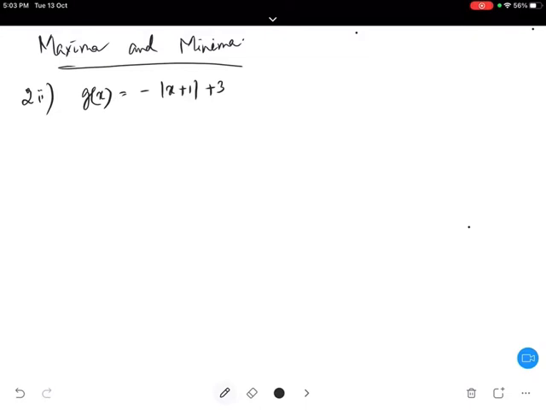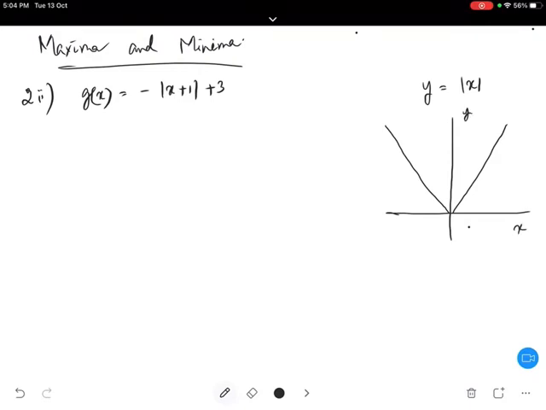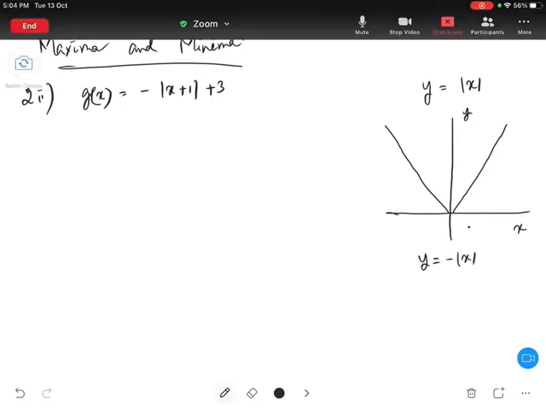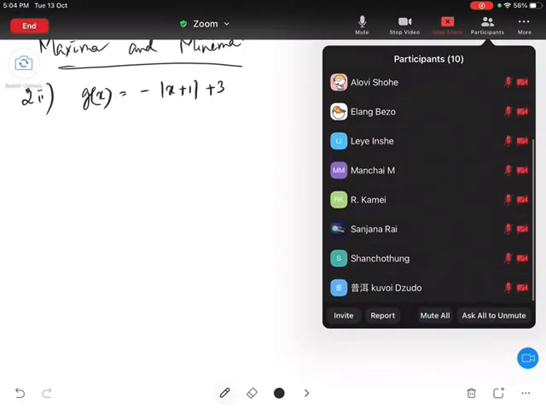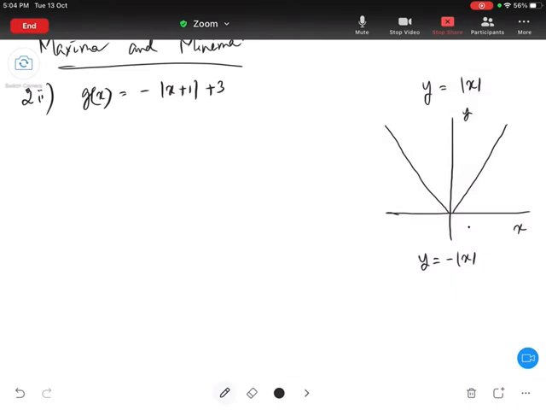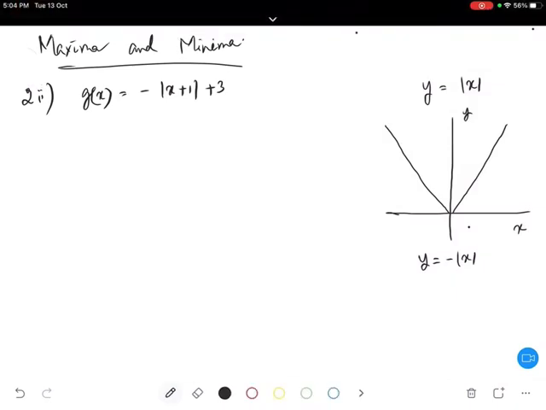Last class I told you the graph of y is equal to mod x, this is how we plot it. Now here, you see a minus sign in front of mod is there. So in order to plot this graph, I need to know what the graph of y is equal to minus mod x will be. It will be like this.